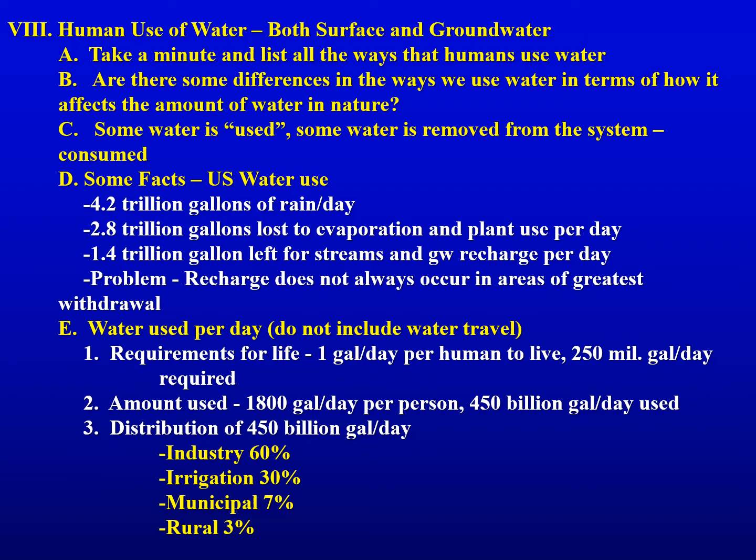Where is most of the water being used? Industry and irrigation. If we really want to extend our water supply, those are the areas we have to target because they use the most water. And there's not a lot of talk about how we do that in this country right now.